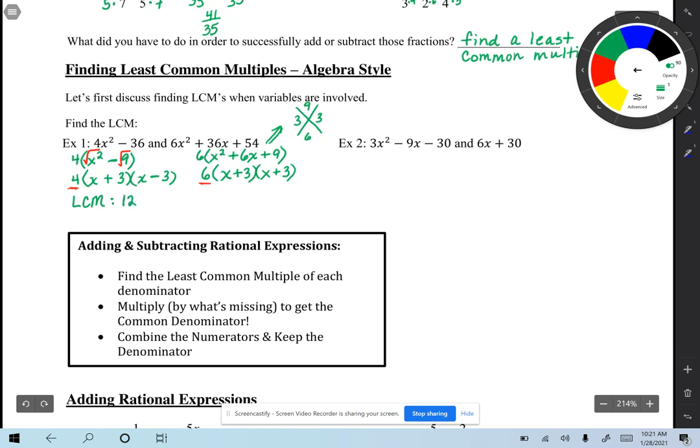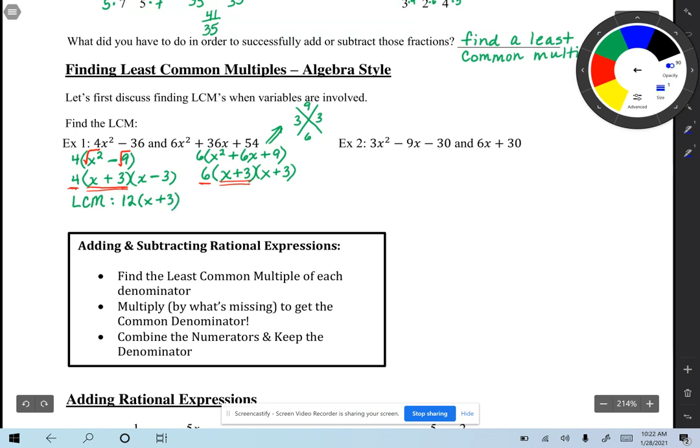But what about the variables, the expressions? If you look at x plus 3, it appears once there and once there. You always write the largest amount of times it appears. And so it appears one time in either one, so you write it out once. So x plus 3.